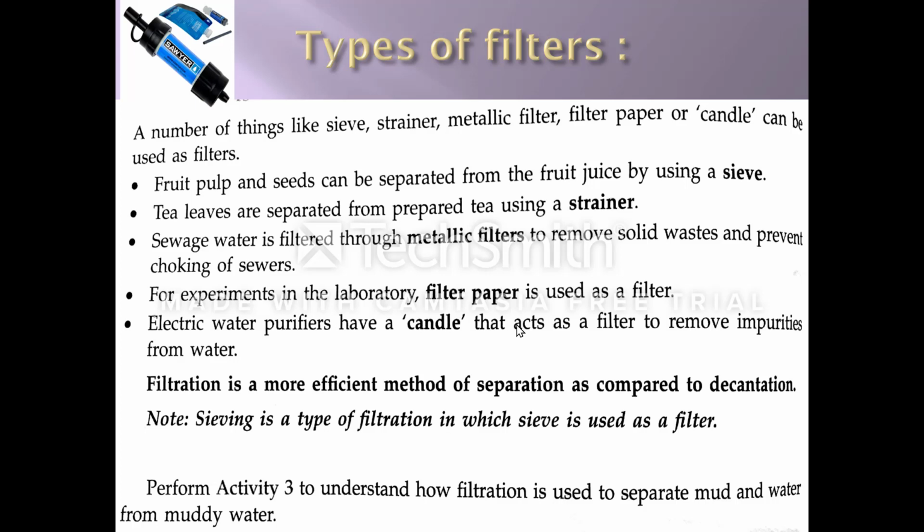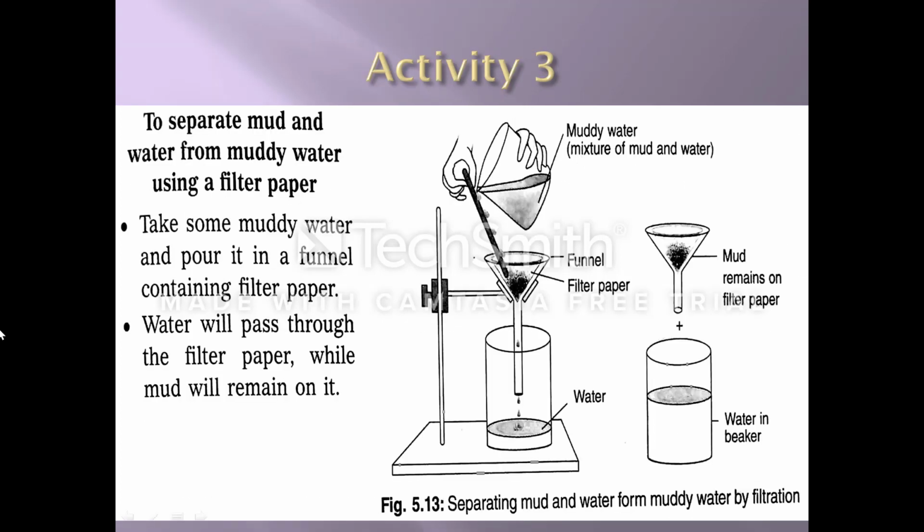We are taking muddy water for this purpose. For this activity, we will basically require a mixture of mud and water. Then we will need one funnel, filter paper and another beaker to collect the filtrate or the clean water. First, we'll take the mixture of mud and water in the beaker. We will allow the mud to settle down at the bottom first. Then we will decant the top layer of the liquid with the help of a glass rod.